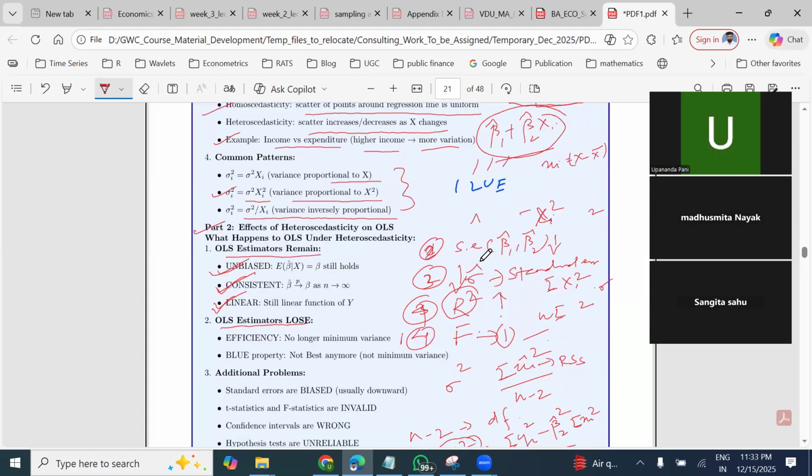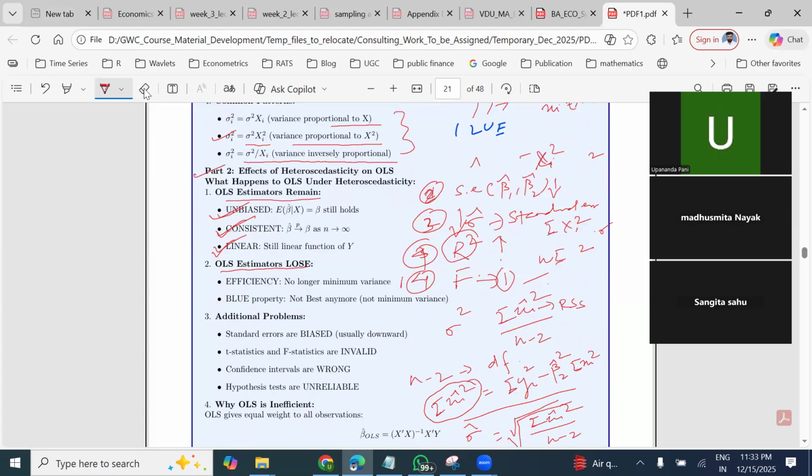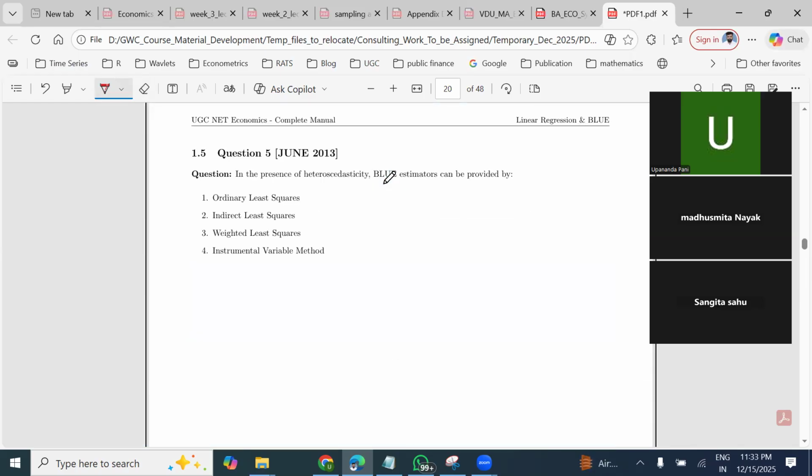Now here, what is the problem? What is happening over here? You should be thinking, why is sir telling so many concepts when we are discussing the effect of heteroscedasticity on OLS? Because our question was originally about BLUE in the presence of heteroscedasticity. Already I told you about BLUE: best linear unbiased estimator. If an estimator satisfies these three important properties, linearity, unbiasedness and efficiency, then it will be called best.